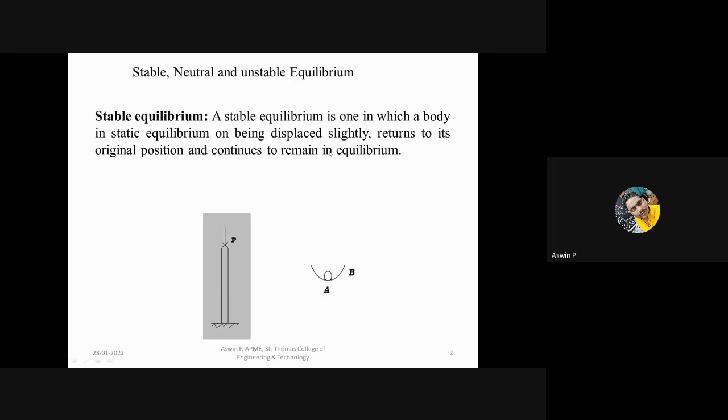Whenever you give a force, the body undergoes a displacement, and when you remove that load, the body regains its original position. Such equilibrium is known as stable equilibrium. Heading: stable equilibrium.